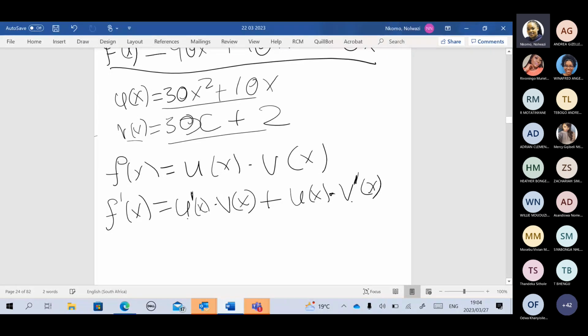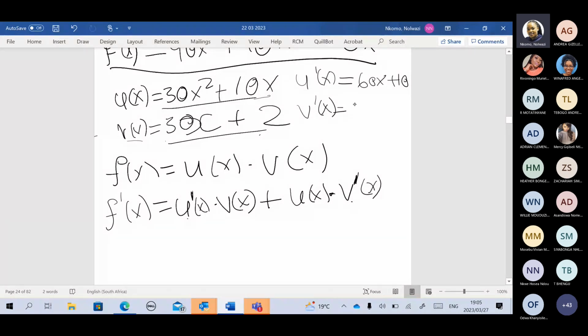Okay. And you see, it's just a polynomial, meaning we can use our power rule, right? Let's use our power rule here to get u prime of x. If we differentiate this function using the power rule, we'll have 60x plus 10, right? And then we have this function. Again, we can use the power rule here. Our v prime would be, we have 3x plus 2. If we differentiate that, the derivative of 3x is 3. The derivative of 2 is a constant, it's 0, right?